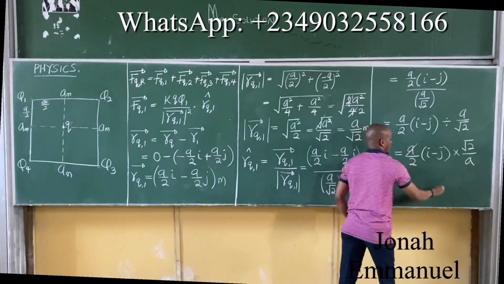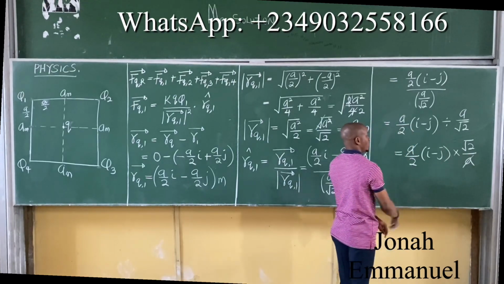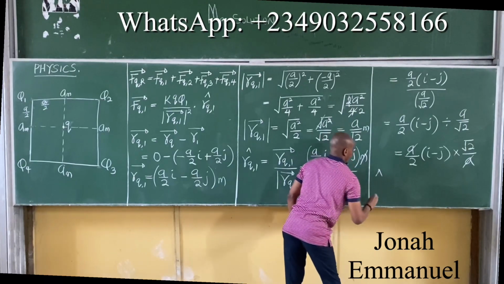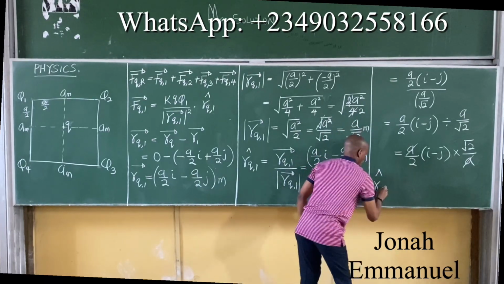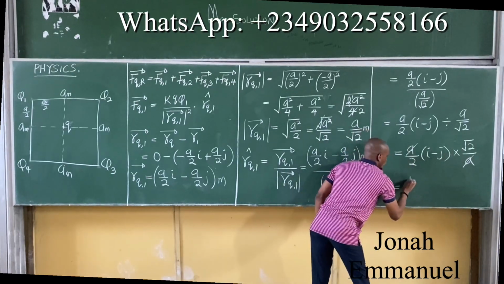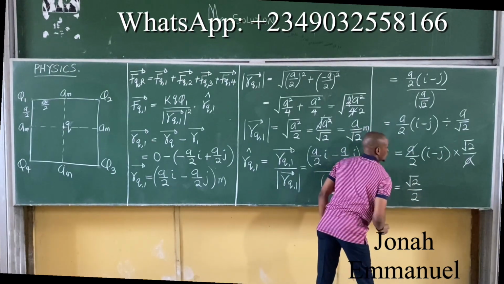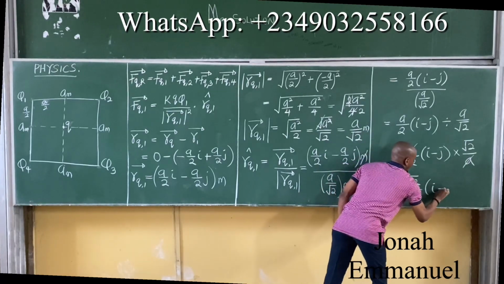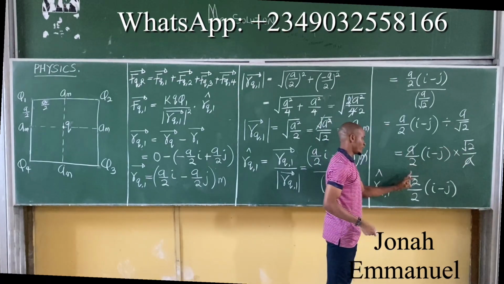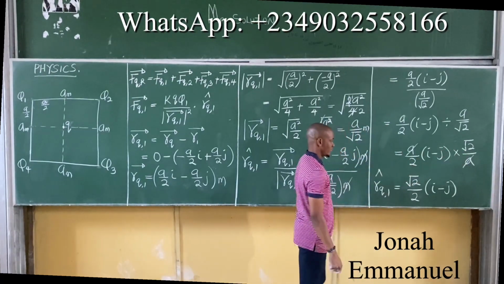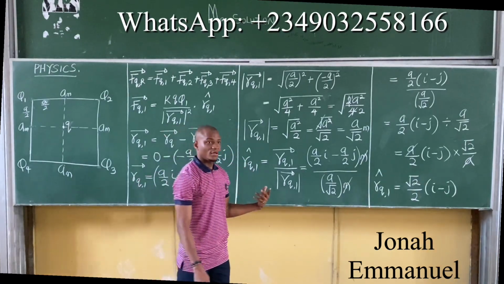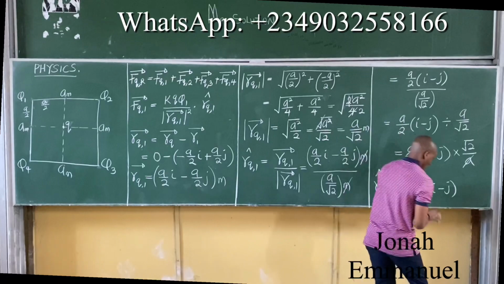From here, A cancels A. Bring this one to the front here. I will have that the unit vector of RQ1 is equal to root 2 all over 2 into I minus j. Alright. Root 2 all over 2 I minus j. So I have this one. Any questions? Any questions? Next up.